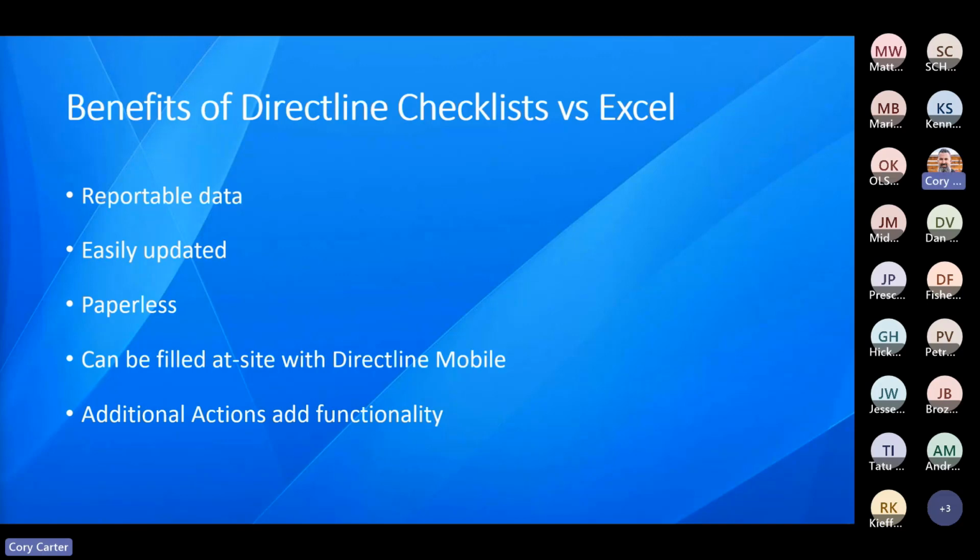They're easily updated. So you can go into your electronic checklists in Directline, and you can change the tasks, you can change the task order, you can add additional tasks, and all you've got to do is add them in on the checklist entry, and then every PM that checklist is attached to is going to be updated with that new information. It's paperless, so we're not printing them out.